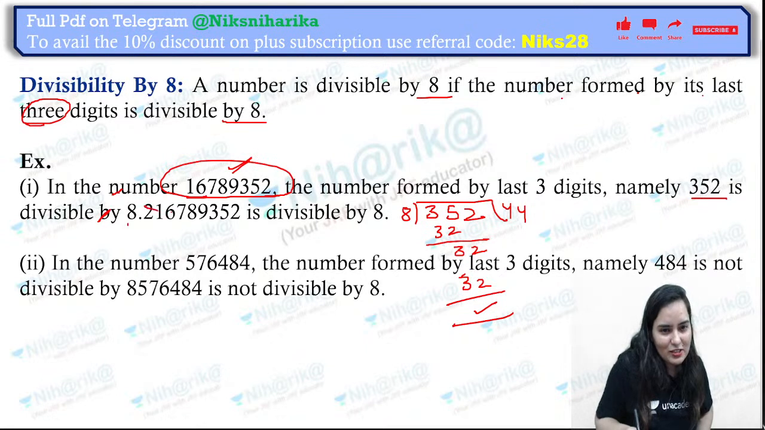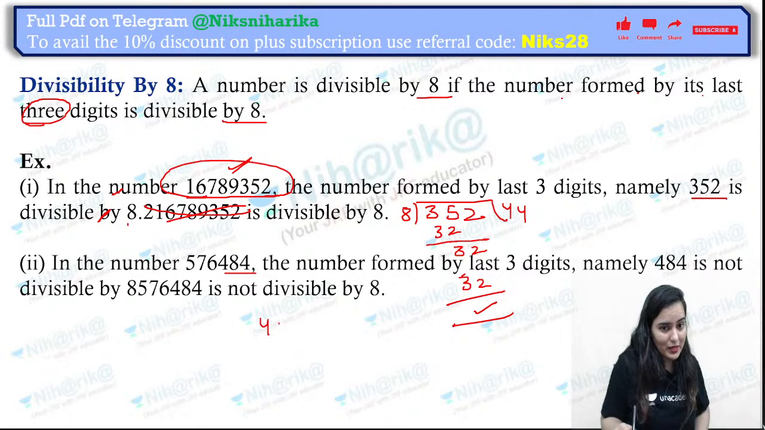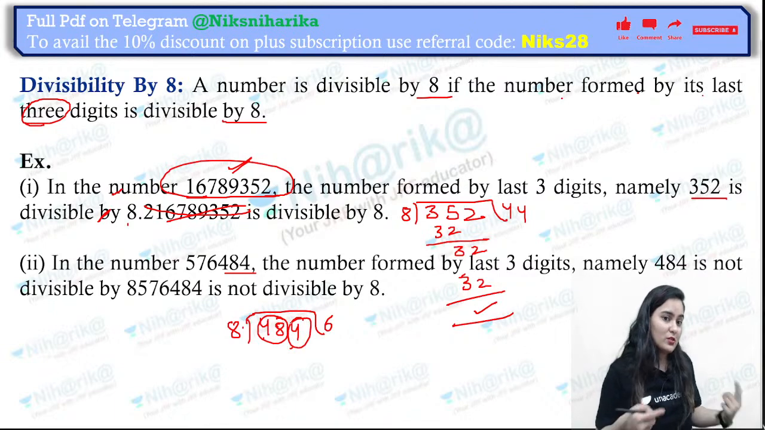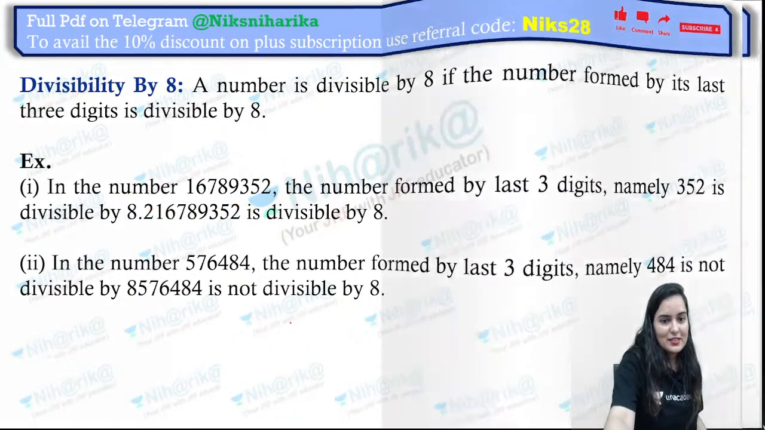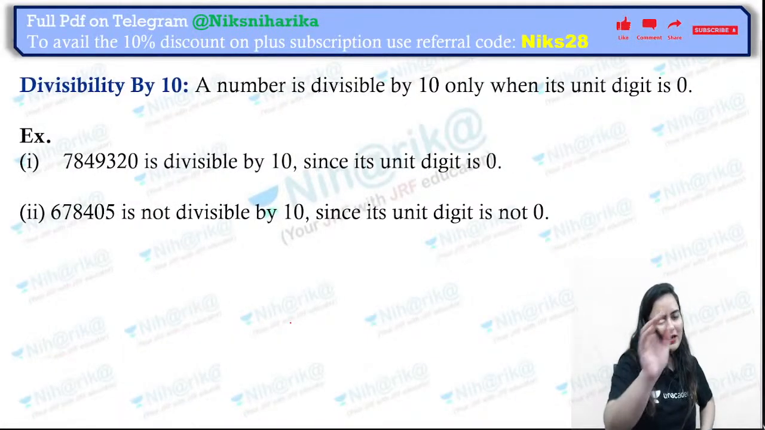But if I take this number 484, is it divisible by 8? I don't think so. No. Why? Because here 48 I will just go 6 times, but this 4 will be left, so it will come in decimal points. That's why. Okay. Next one, you can see divisible by 10.